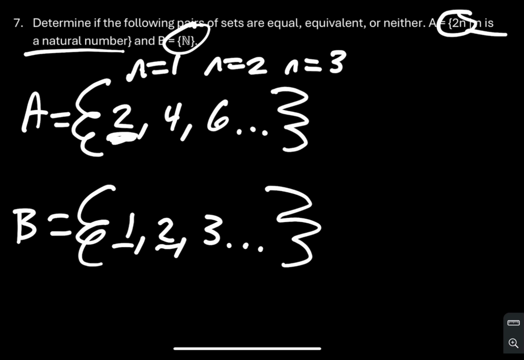So if you notice here, we have 2's for both sets, but for set B, we have a 1, but set A doesn't have a 1. So these sets, we know for sure, are not equal. So are these sets equivalent?